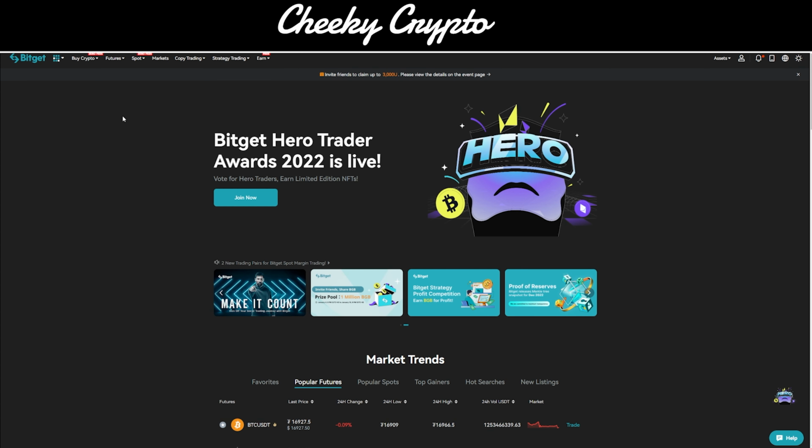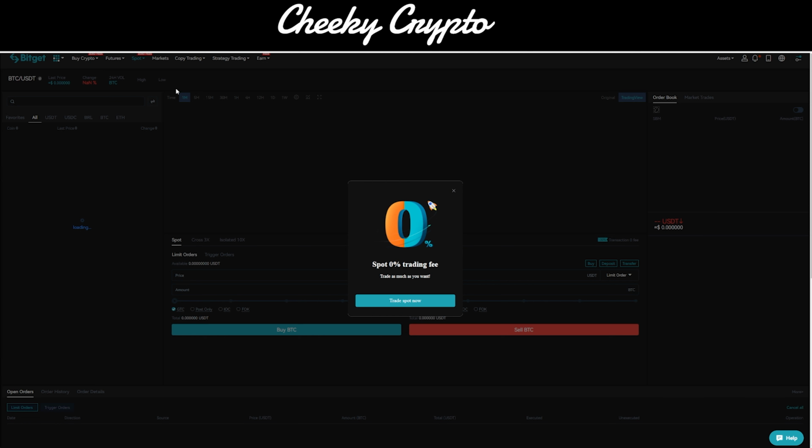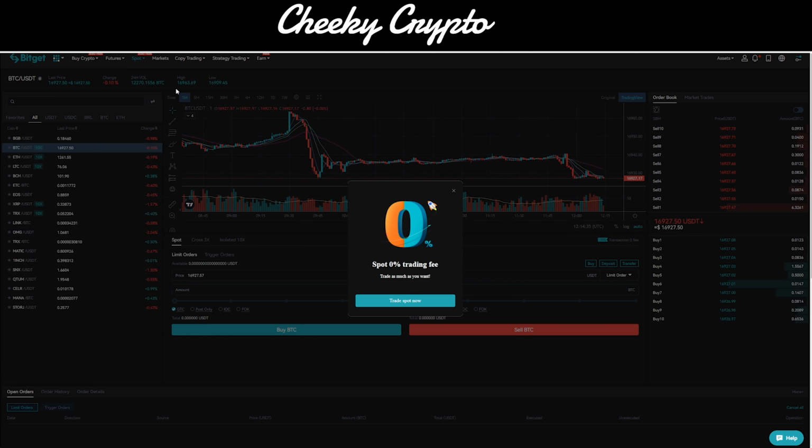Okay, so to start with, we're going to hop on down into the spot trading area. This is pretty much the basic area that most people are going to want to go into, and it allows you to buy a cryptocurrency asset and hold it. Now, we have skipped over the whole part about onboarding. You can buy crypto, you can deposit crypto, and all that kind of stuff.